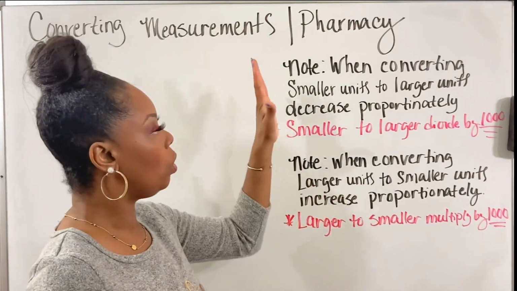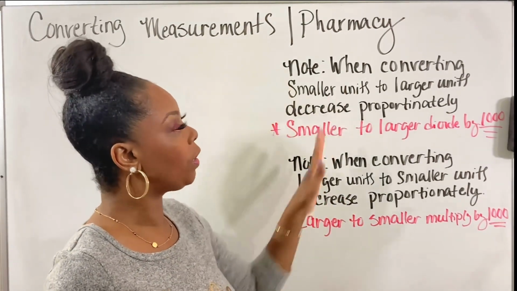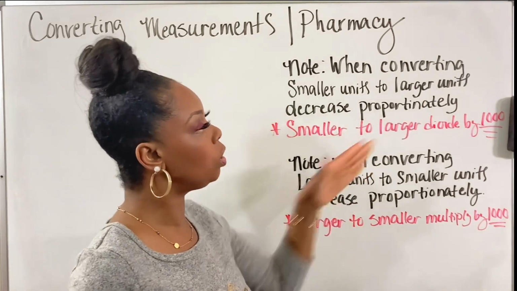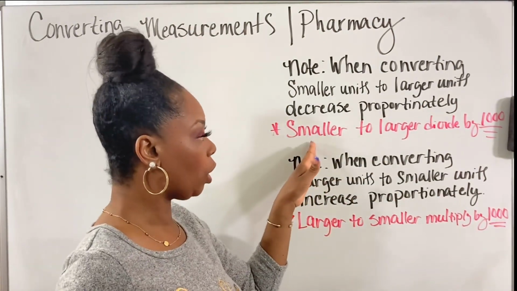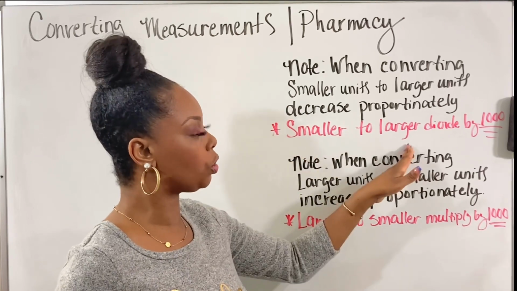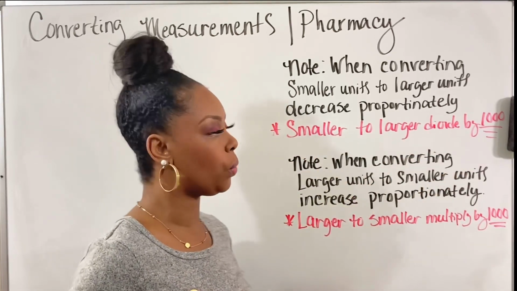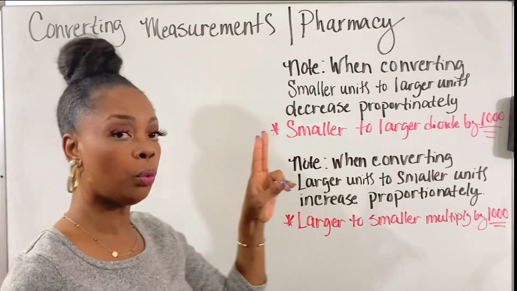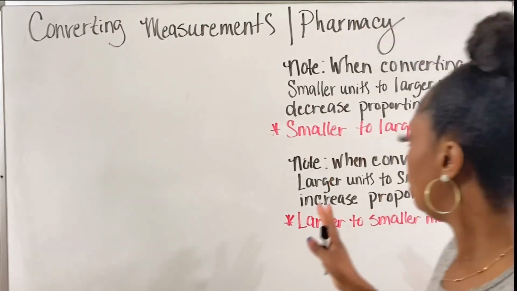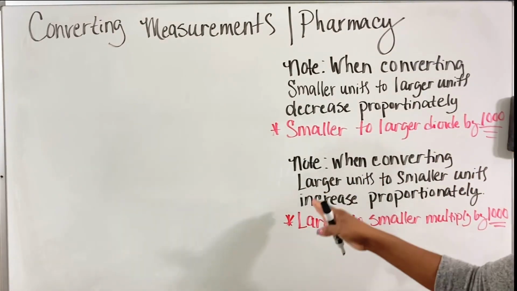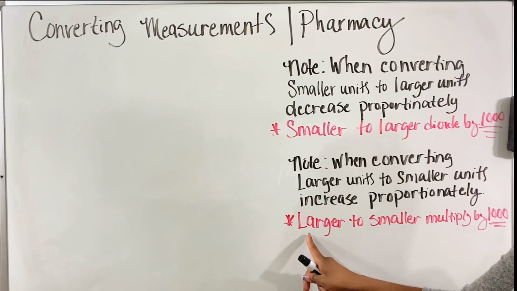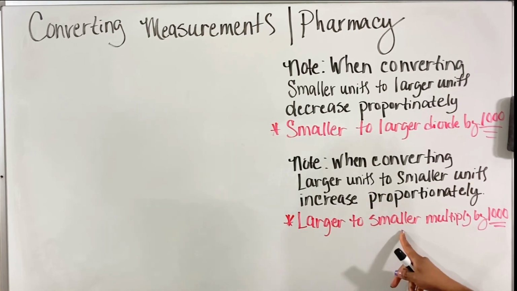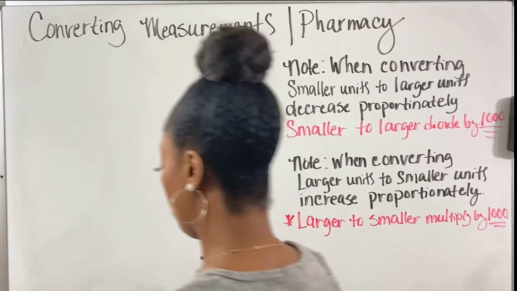So note number one, when converting a smaller unit to a larger unit, we're going to decrease proportionately. So if we're going from a smaller to a larger unit, we're going to divide by 1,000. Note number two, when converting larger units to smaller units, we are going to increase proportionately, meaning if we're going from a larger unit to a smaller unit, we are going to multiply by 1,000.